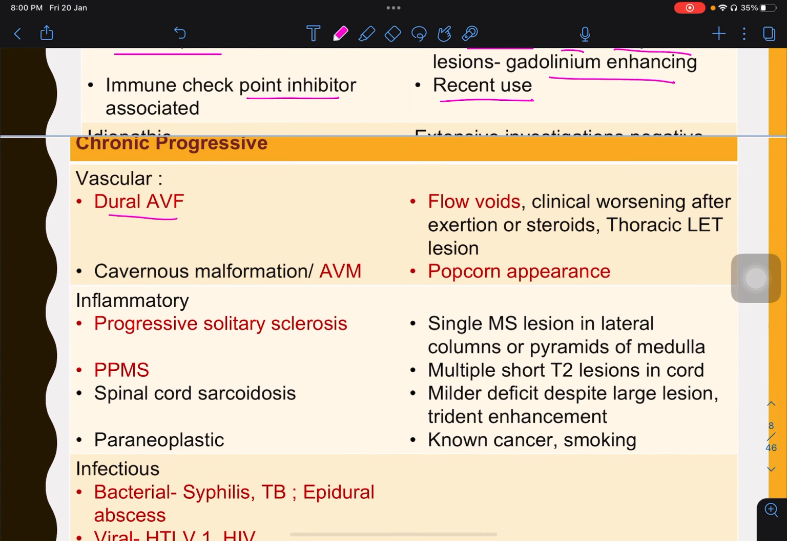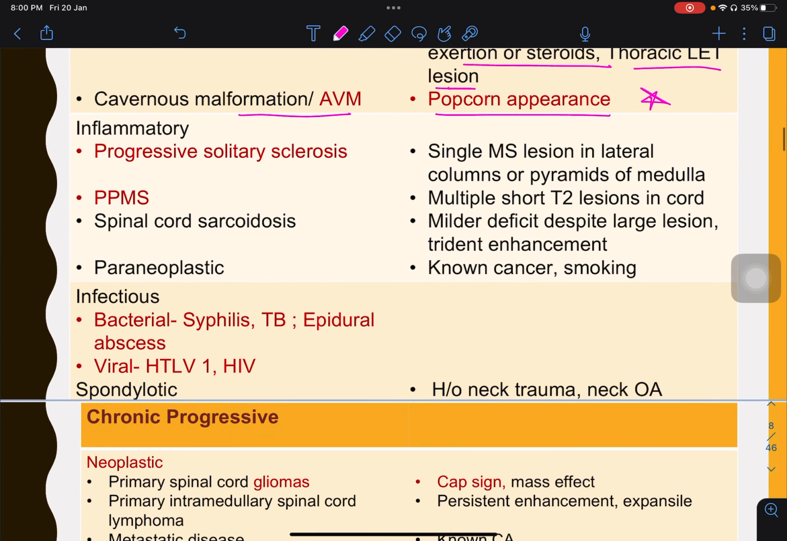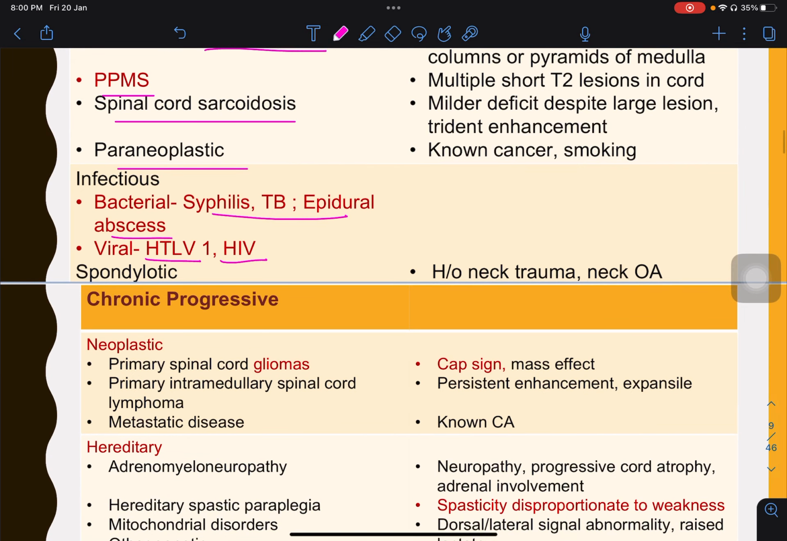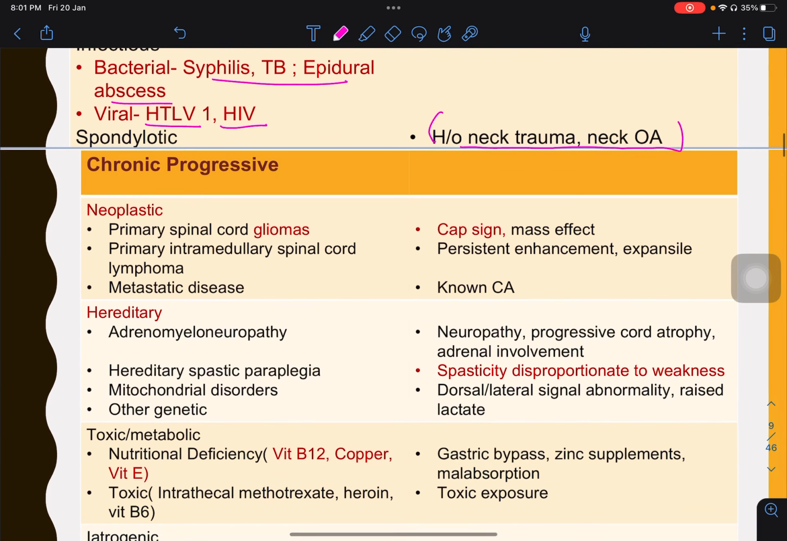Chronic progressive: dural fistula, cavernous malformation. In dural fistula, you must look for flow voids, clinical worsening after exertion or after steroids, or a thoracic longitudinal enhancing lesion. In cavernous malformation, you look for a popcorn appearance. Other inflammatory causes: progressive solitary sclerosis, primary progressive multiple sclerosis, spinal cord sarcoidosis, paraneoplastic. And other infectious causes like syphilis, TB, epidural abscess, viral, HTLV, and HIV. In spondylotic, there is a history of neck trauma or neck osteoarthritis.